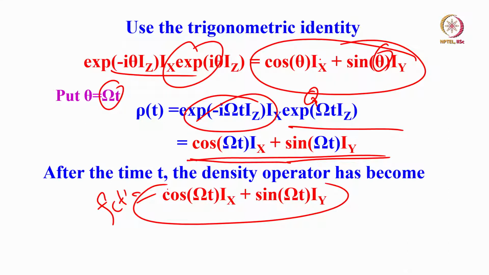This is what we have to solve. We knew rho 0, we know what the Hamiltonian is, we substituted, and then the solution for this, using the trigonometric identity, we got this one. So after the time t, the density operator has now become cos omega t into Ix plus sin omega t into Iy. So we know the percentage of Ix, the percentage of Iy, the amount of Ix and Iy present here.